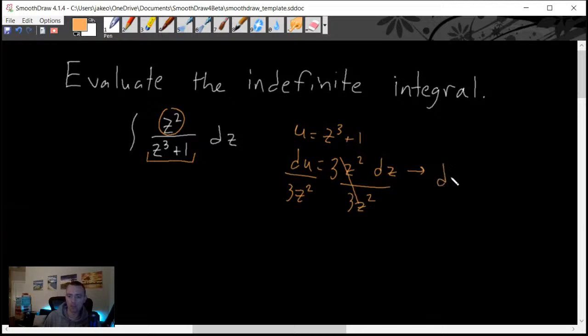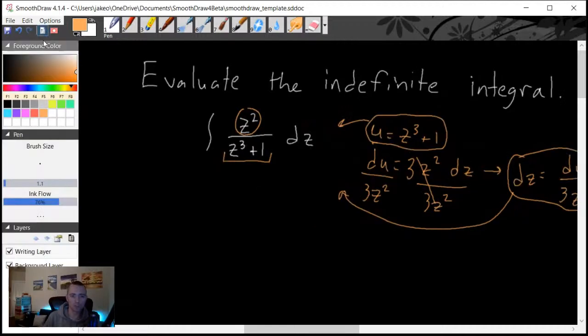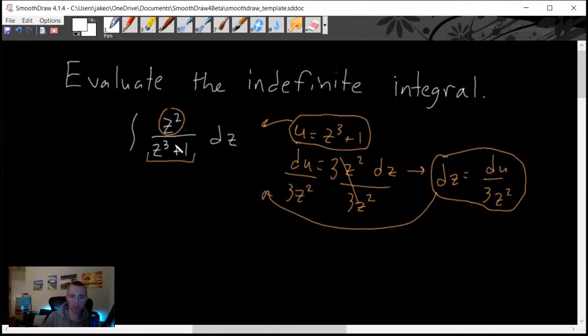And we would just get dz equals du over 3z squared. Okay, so now what we want to do is take these two pieces here, what u equals and what dz equals, and just plug those into this function over here. So we can see on our denominator, we have this z cubed plus 1, which is the entire u. So we can just replace our denominator with u.